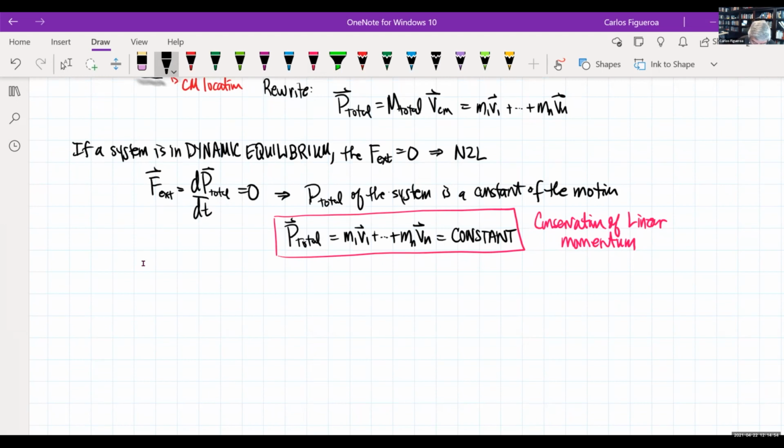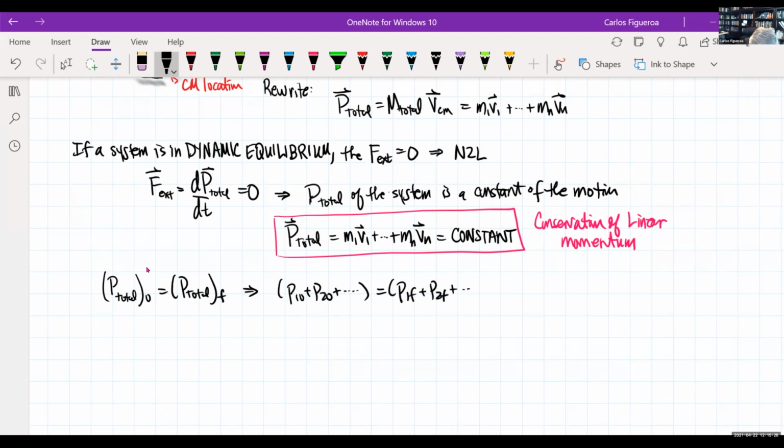So I can write this a couple of ways, and I'll show you how people typically write it here. They'll say, okay, the total momentum, and here's how I write it. The total momentum initially equals the total momentum afterwards, which I could rewrite as the individual momentums beforehand must equal the individual momentums afterwards.